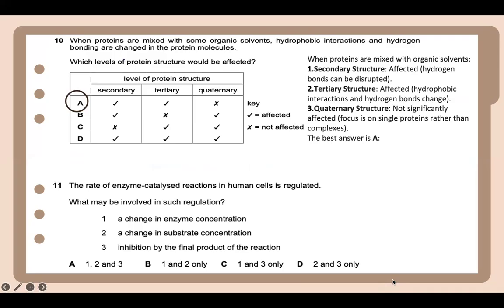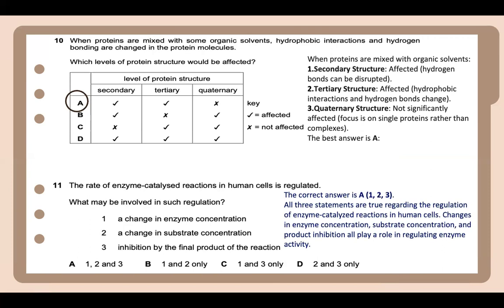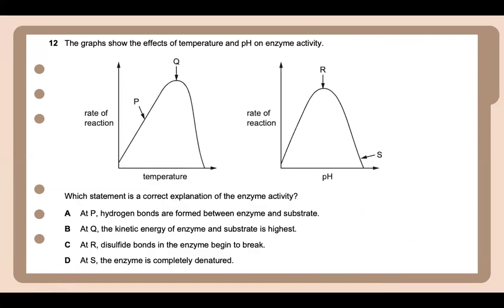The rate of enzyme catalyzed reactions in human cells is regulated. What may be involved in such regulation? The answer is statements 1, 2, and 3 because all three statements are true regarding the regulation of enzyme catalyzed reactions in human cells. Changes in enzyme concentration, substrate concentration, and product inhibition all play a role in regulating enzyme activity. The graph shows the effect of temperature and pH on enzyme activity. Which statement is a correct explanation of the enzyme activity? The answer is A, where at P, hydrogen bonds are formed between enzyme and substrate.